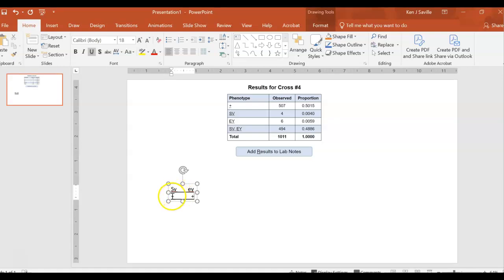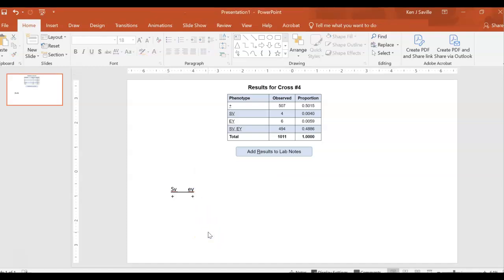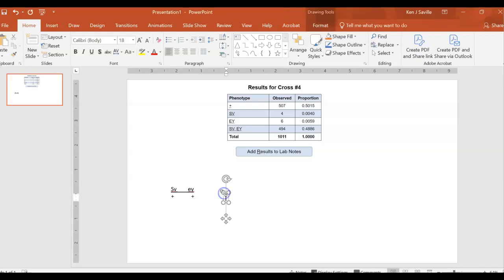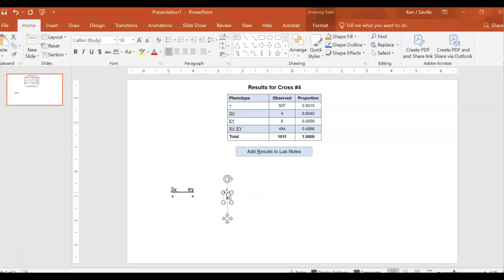So it was heterozygous for these 2 genes. So that was the second cross. A mapping cross is always something that's heterozygous for 2 genes, and then we're going to cross it to something that's homozygous for those 2 genes.